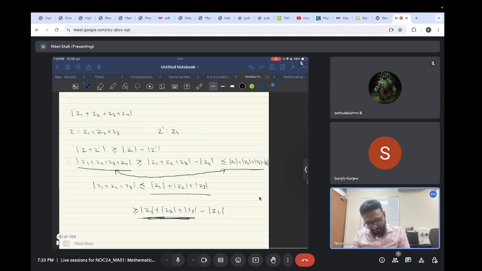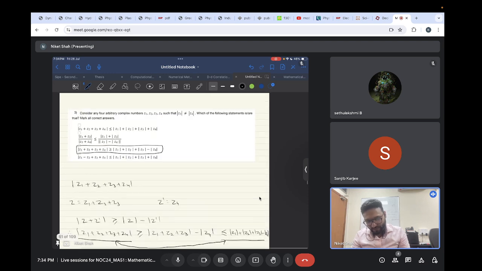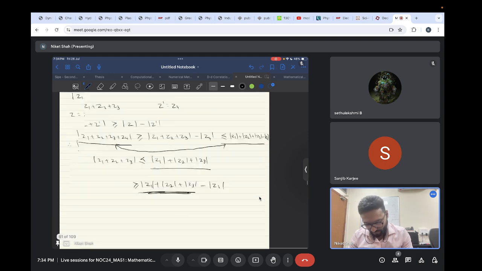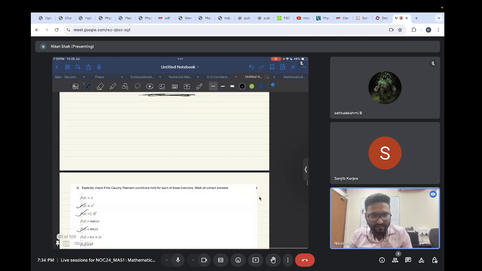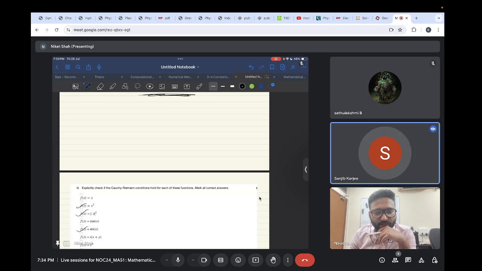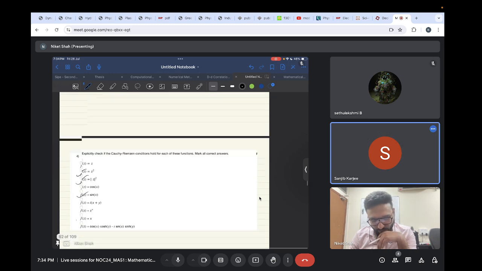Okay. So this will remain undecided, and this statement is not always true for all arbitrary complex numbers. It can be untrue for some numbers. So that's why this statement is untrue. So we will not be marking this. So that is question 3. Is this clear? Okay.